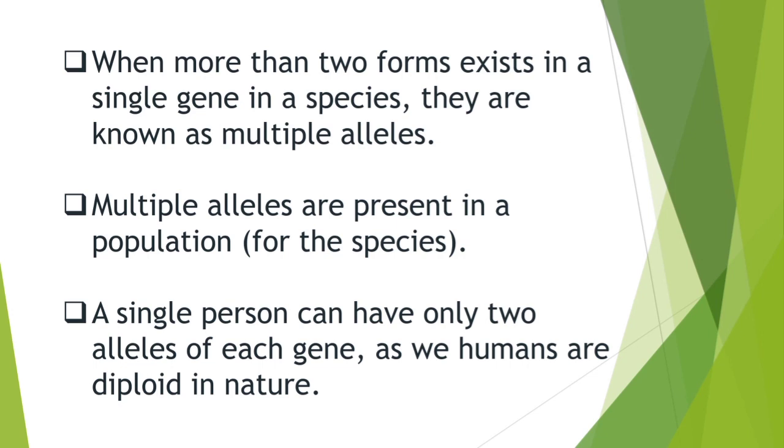Now, multiple alleles are always present in a population or for a particular species, but a single person or a single human being cannot have multiple alleles. He can have two combinations of the alleles present, as humans are diploid in nature. So we will have to keep in mind that a single person can only have two alleles for each gene, and multiple alleles are present in a whole population.